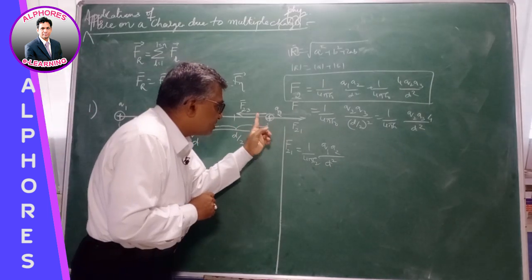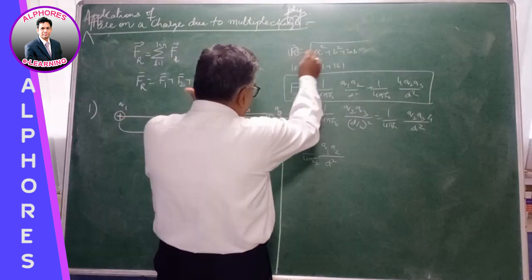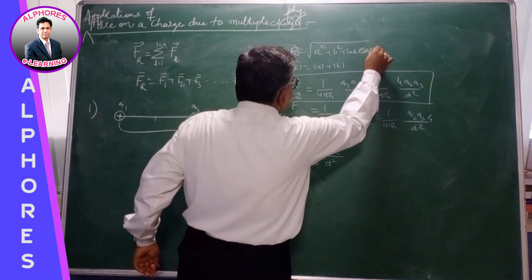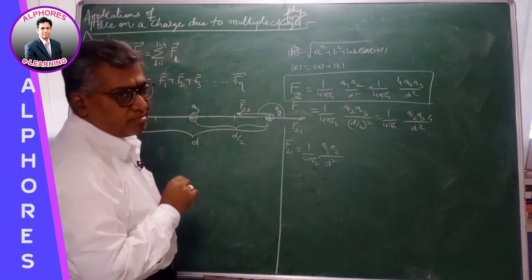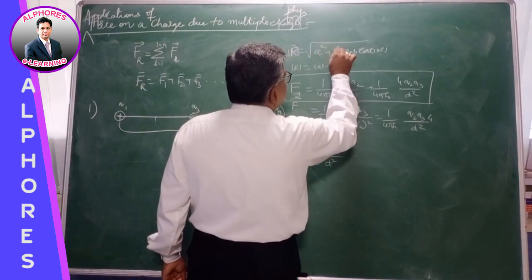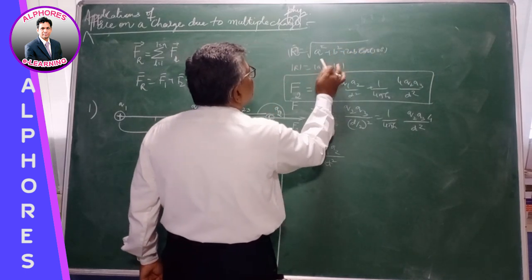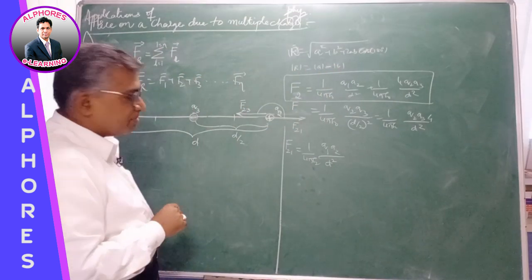Now there are two forces acting on the second charge, both in opposite directions. According to the parallelogram law, the resultant force is the square root of A square plus B square plus 2AB cos theta. Now the angle is 180 degrees, and cos 180 is minus 1. So it is the square root of A square plus B square minus 2AB. Then the magnitude of the resultant force is the modulus of A minus B. So it is the difference in their magnitudes.